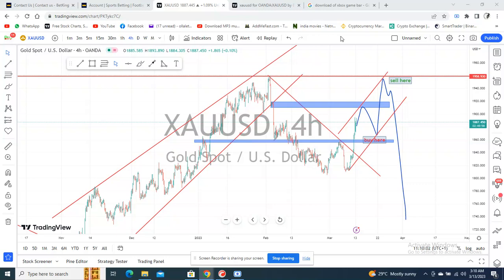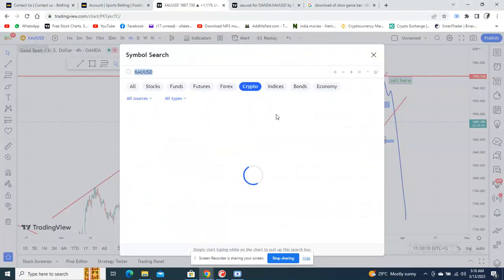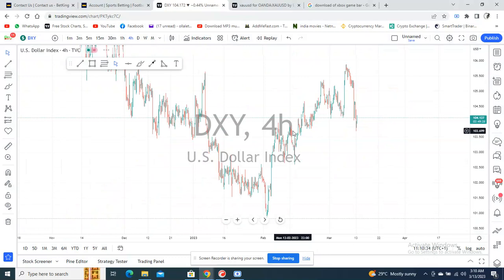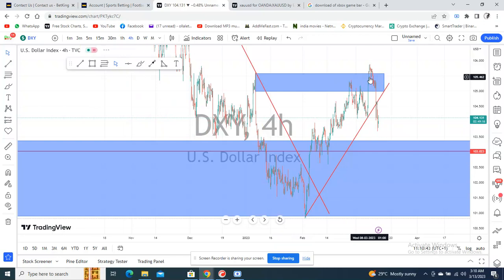So before we proceed, let's start from the dollar index, which is DXY. This is DXY on our time frame.